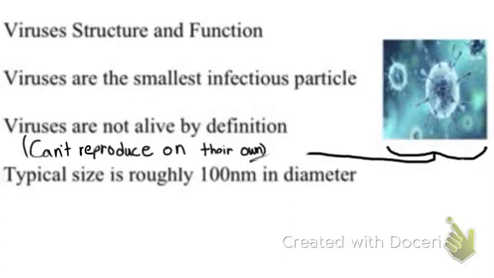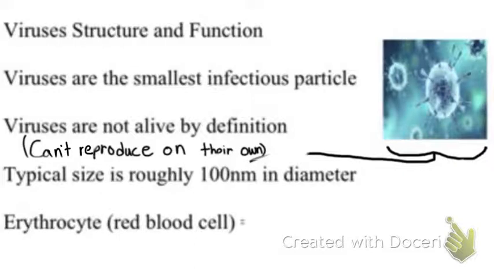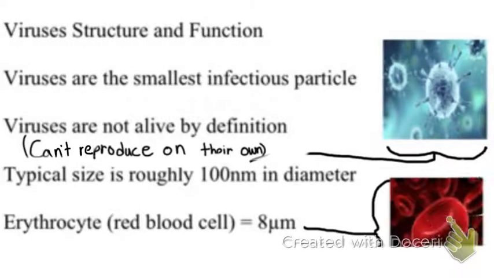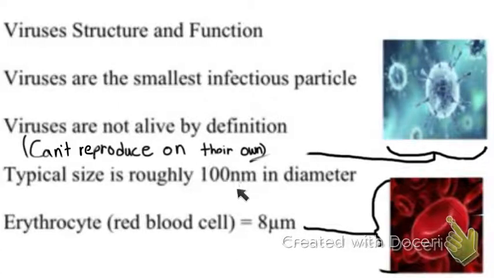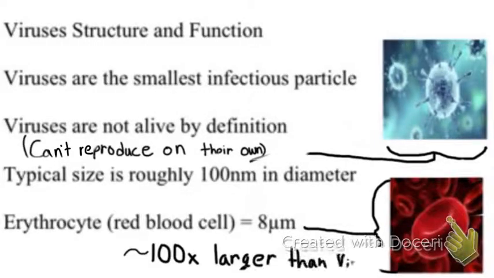To give you an idea of what 100 nanometers in diameter is like, an erythrocyte, which is a red blood cell, is roughly 8 micrometers. Nano is a billionth, micro is a millionth. So to give you an idea, if this was 10 micrometers in diameter, then a red blood cell would be 100 times larger than a virus.